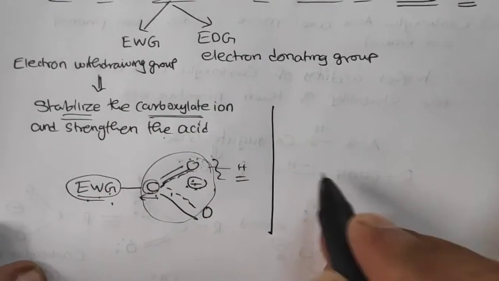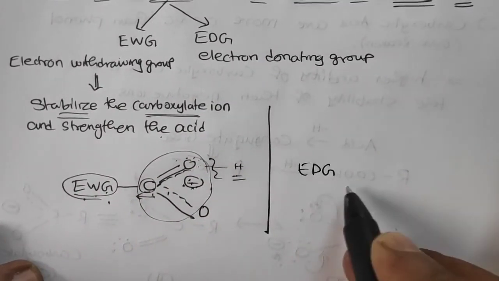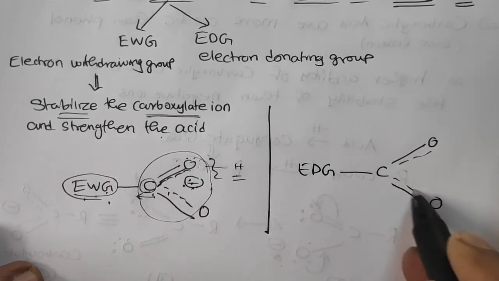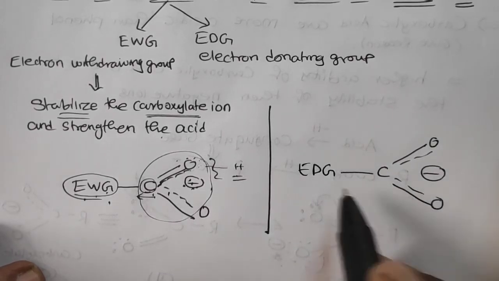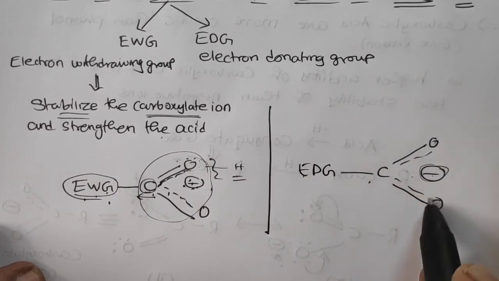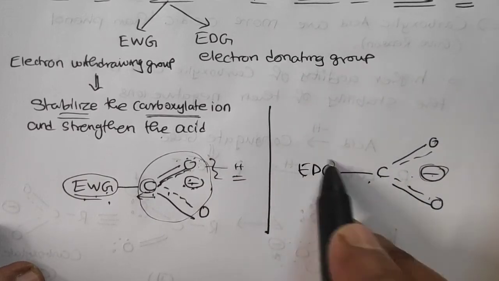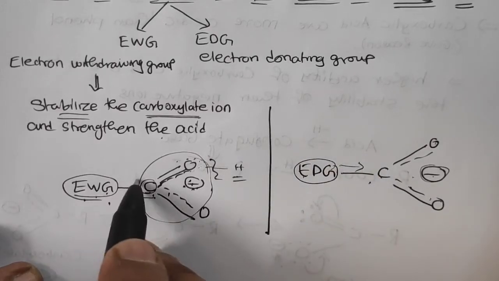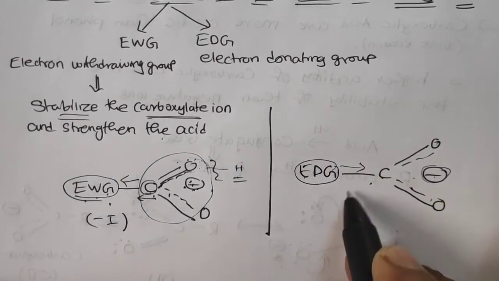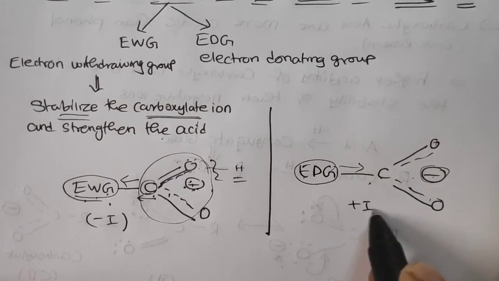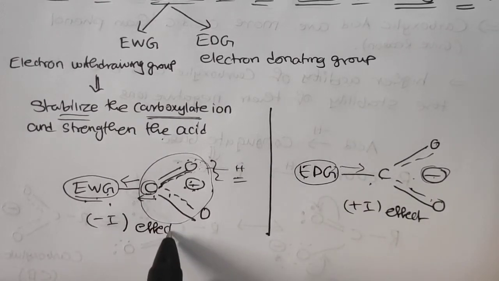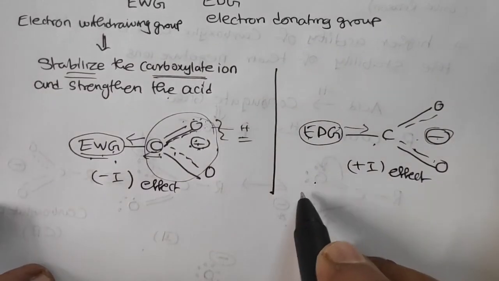Okay, now when we talk about electron donating groups, what do they do? They donate electrons, right? Now when it donates electrons, what will happen? There is already an electron on this carboxylate ion. So this donating group gives electrons, this one withdraws electrons. Withdrawing electrons is the minus I effect, and donating electrons is the plus I effect, which we studied in 11th standard. Understood this part?